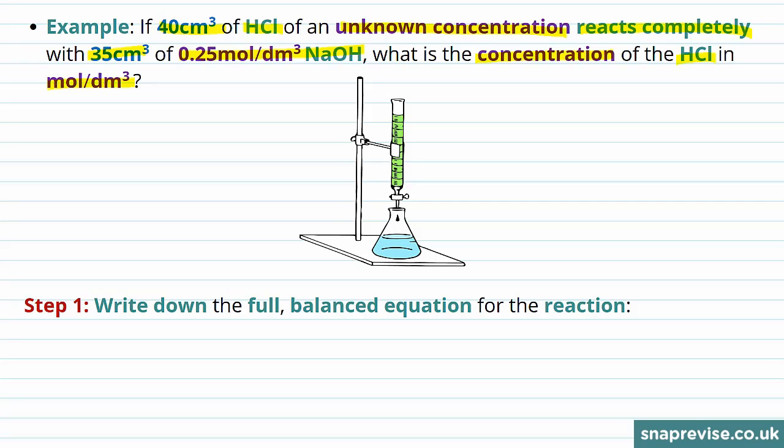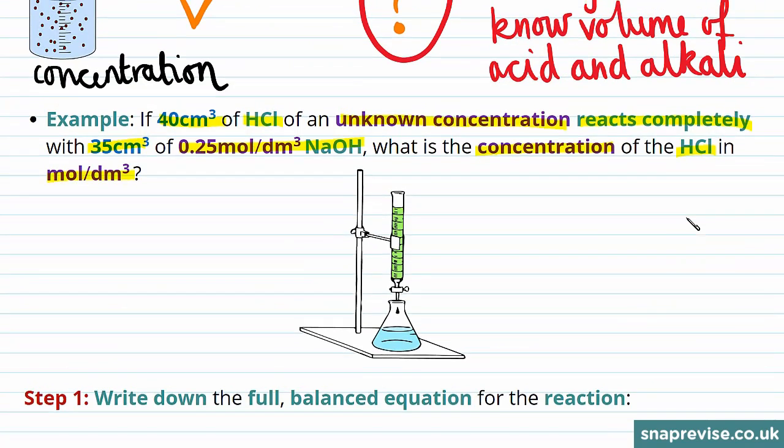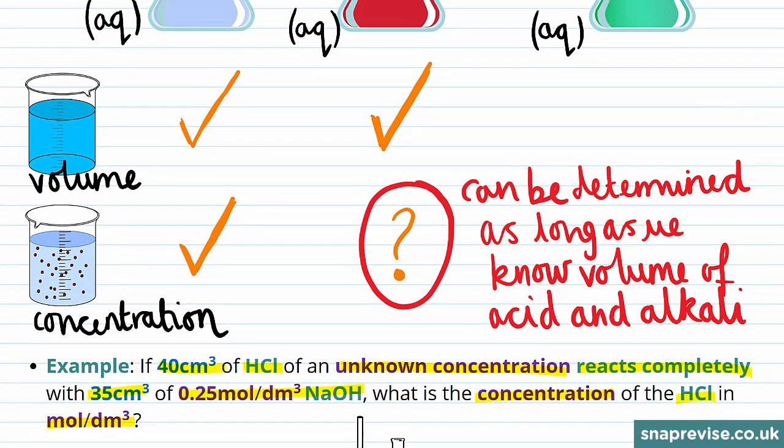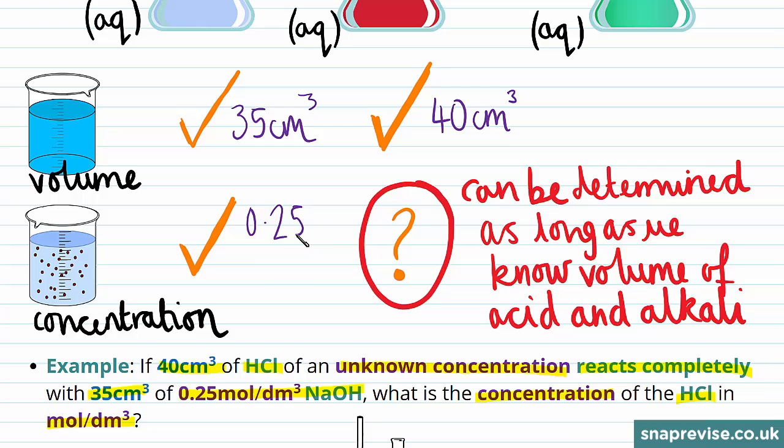This question looks pretty complicated, but we can go back up to our table, and we can see it's exactly an example of what we were just talking about. We have an acid, hydrochloric acid, reacting with an alkali, sodium hydroxide. And the question has given us the volumes of sodium hydroxide as 35 centimetres cubed, and the volume of the acid, hydrochloric acid, as 40 centimetres cubed. It's also told us one of our concentrations. It's told us the concentration of sodium hydroxide, our alkali, as 0.5 moles per decimetre cubed.